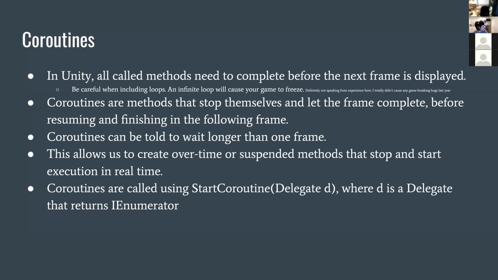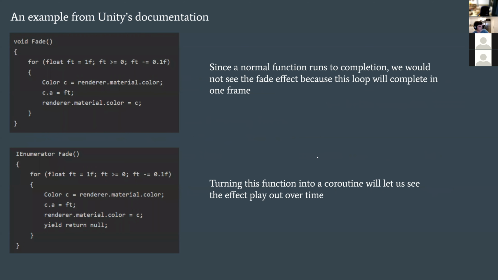And then finally, coroutines. To start them, all you do is call StartCoroutine and pass it a method that returns IEnumerator. So here we have an example given to us by Unity. This code is a little deprecated. It's kind of old. I have a more updated version that I'm going to show you guys in a second.